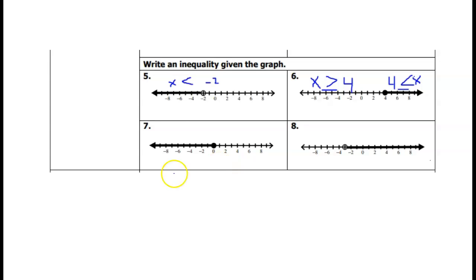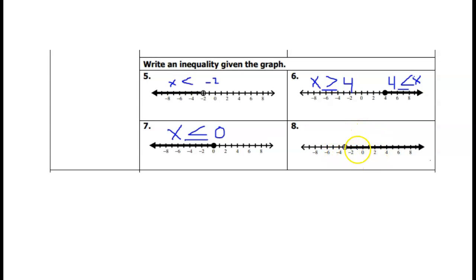All right, guys, on number 7, again, it starts at 0. The shaded part is x. I know the shaded values are all my values for x, the values less than 0. And I'm writing "or equal to" because 0 is a closed circle. So it's x is less than or equal to 0.